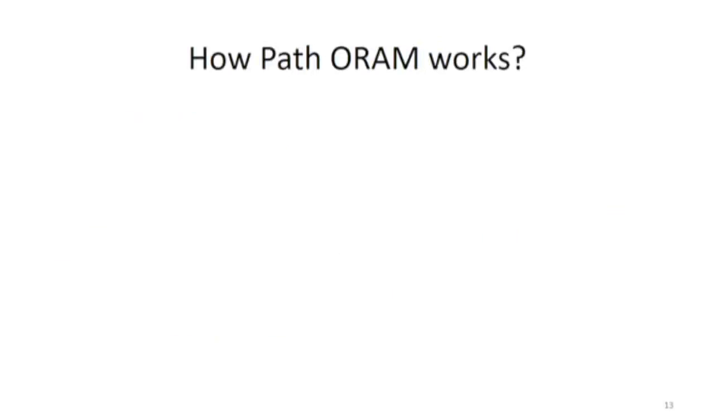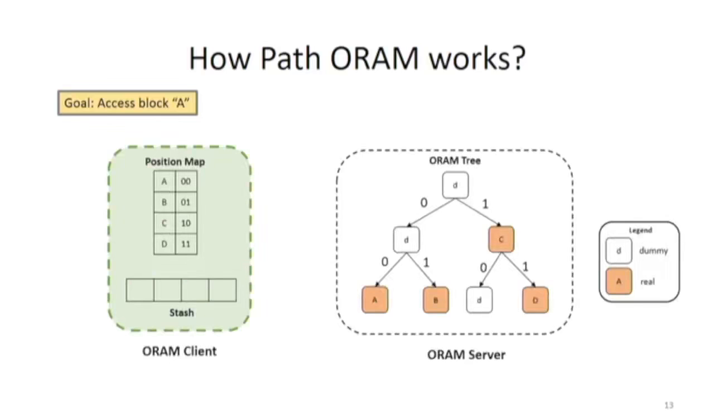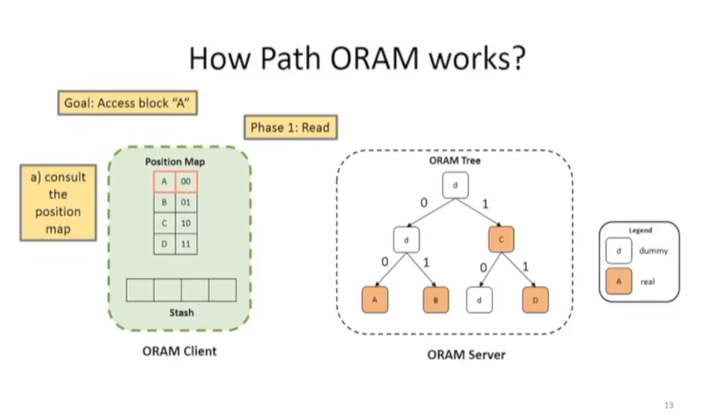So let's have a look at how PathORAM actually works. Let's say your goal is to access block A. In this scenario, the first phase is reading the block. First, you consult the position map to find out exactly where A is. You consult the position map, and it says it's at leaf 0, 0.